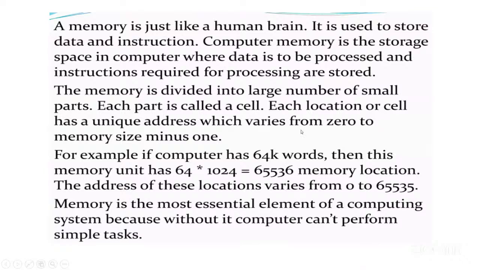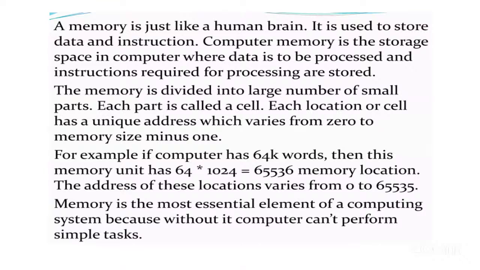Computer memory is the storage space in the computer where data is to be processed and instructions required for processing are stored. The memory is divided into a large number of small parts. Each part is called a cell. Each location or cell has a unique address which varies from 0 to memory size minus 1.